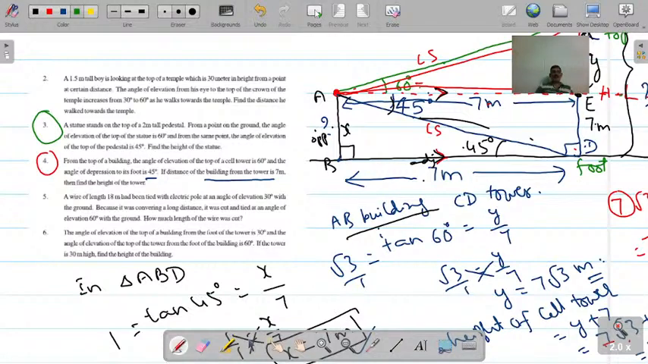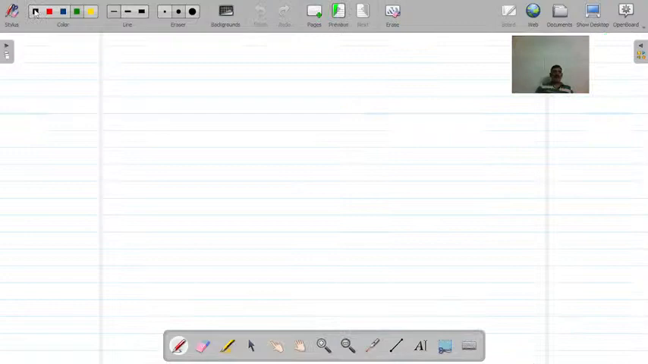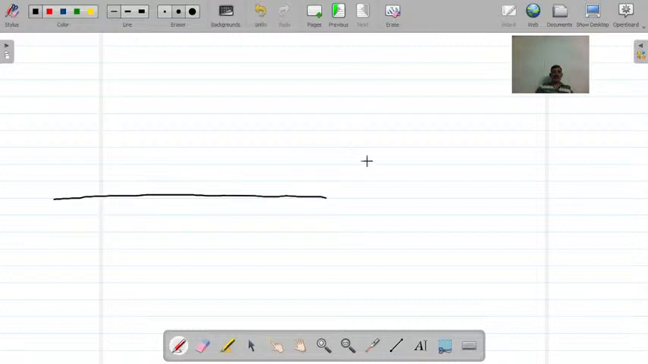So always, as we discussed several times, drawing an appropriate figure is more and more important in these problems. Now you see here, this is the horizontal ground and you name it something like AB. This is the pedestal. What does AB mean? AB is the pedestal. On this you have the statue. Now your BC is your statue.